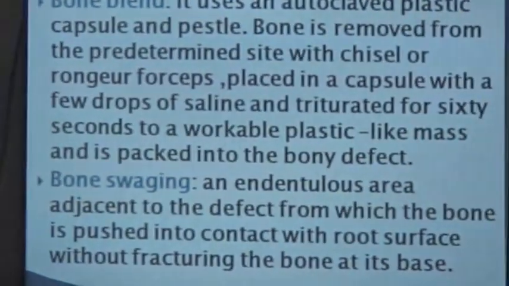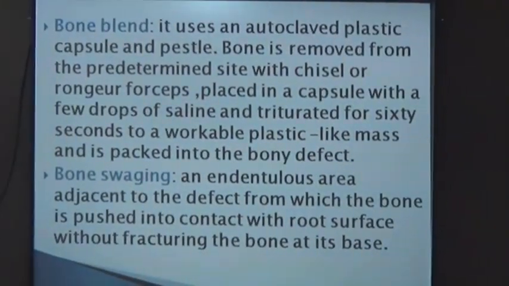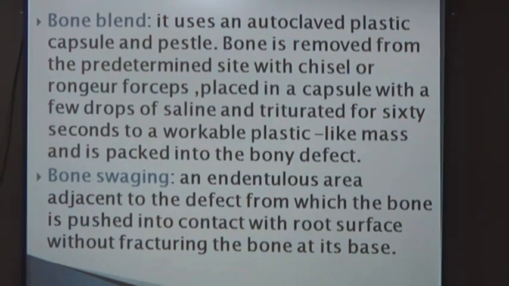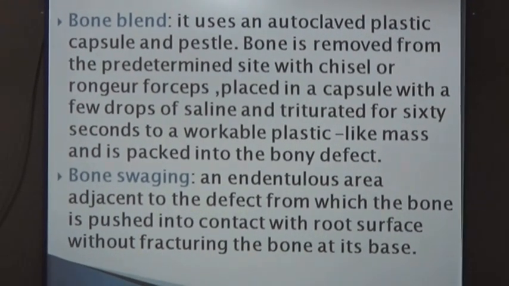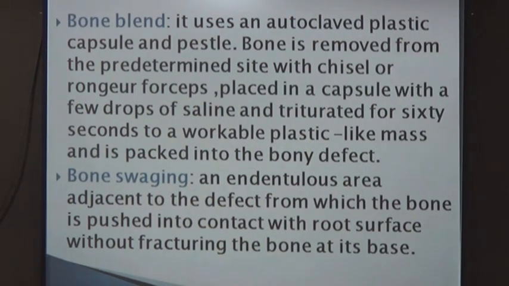These two differences you should know well. Here, an edentulous area adjacent to the defect. There, it was a predetermined site. Whereas here, an edentulous area adjacent to the defect from which the bone is pushed into contact with the root surface without fracturing the bone at its base. There you will remove the bony chips. Here it is not like that. Bone swedging means pushing, joining the two together.